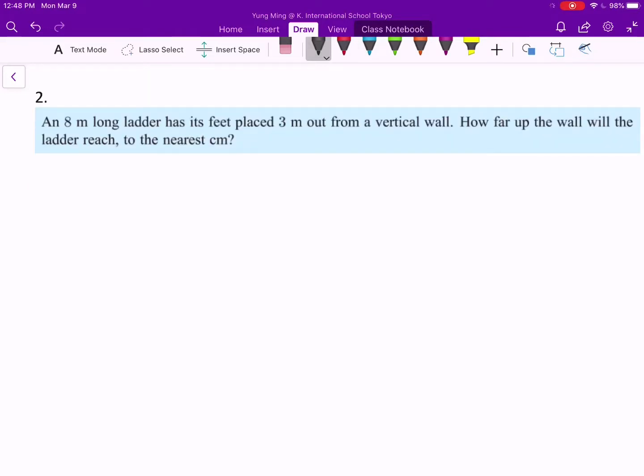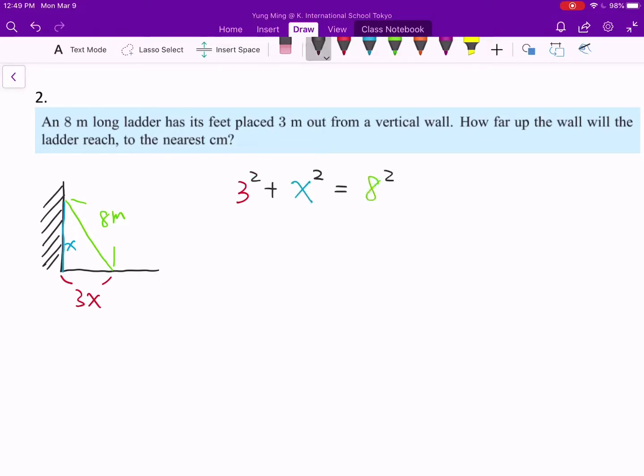Question number 2. Again, pause the video. If you're ready, let's go on together. Again, it is also a very good idea for us to picture what it looks like by drawing a simple diagram over here. In this case, we will have the equation like this. We have 3 squared plus x squared equals 8 squared. So 3 squared, 9, plus x squared equals 64. x squared is equal to 55. x is equal to square root 55.